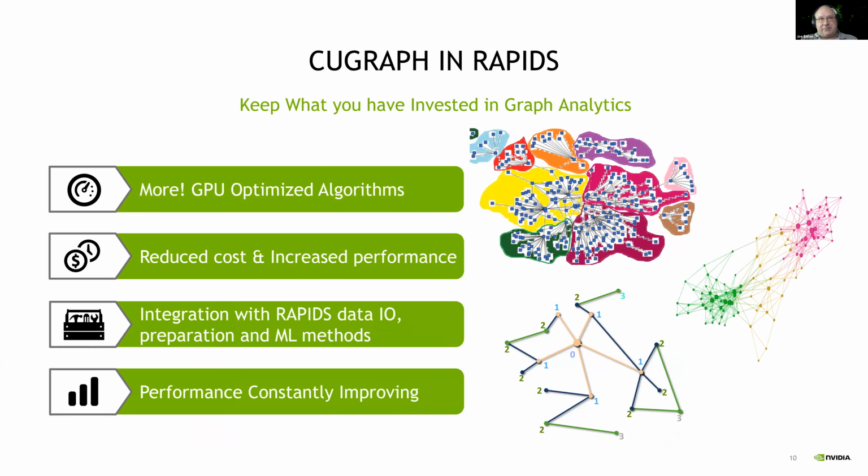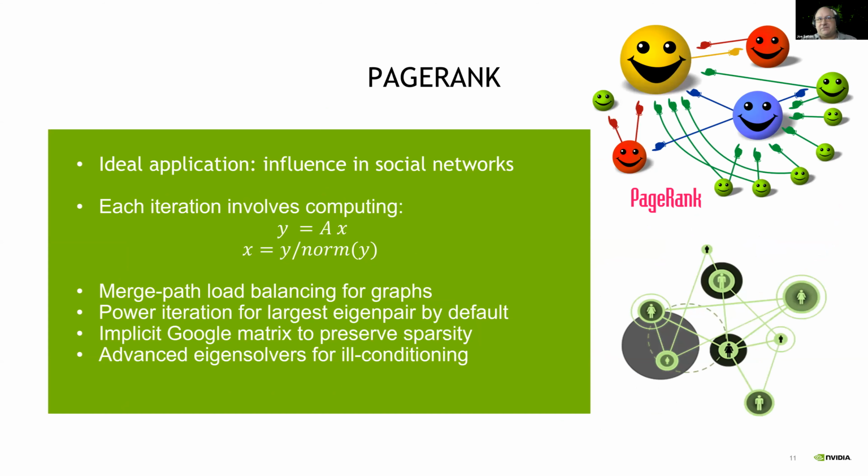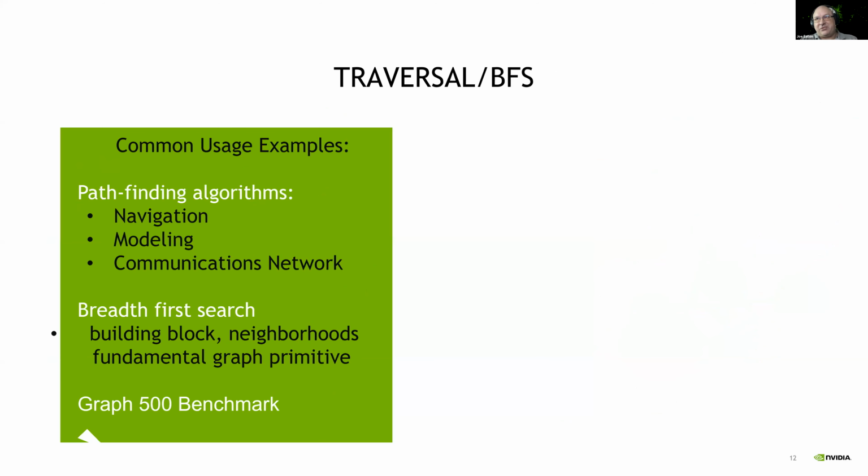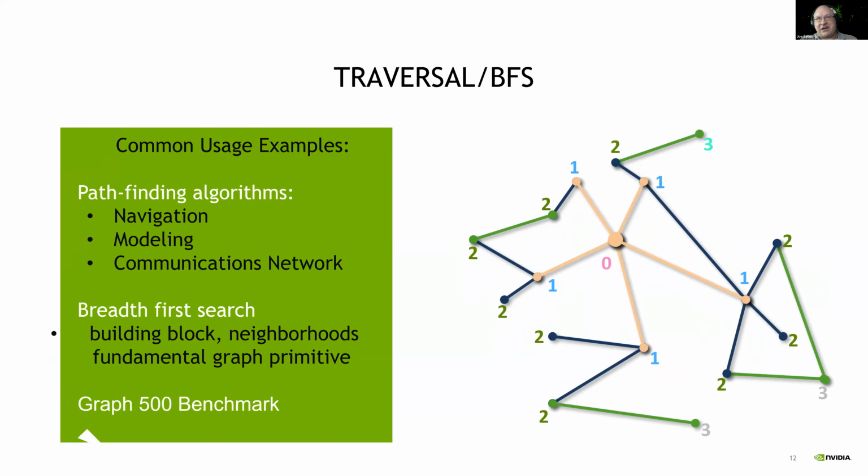So here's an example, right? We've got lots of algorithms. The whole point of this is reducing cost and increasing performance for the data scientist. And we're doing that by improving integration with IO, data preparation, and machine learning, as well as graph analytics at the same time in one integrated package. So we talked about PageRank. This is one of the classic algorithms. I'm going to rip right through a bunch of these because these are very common things.